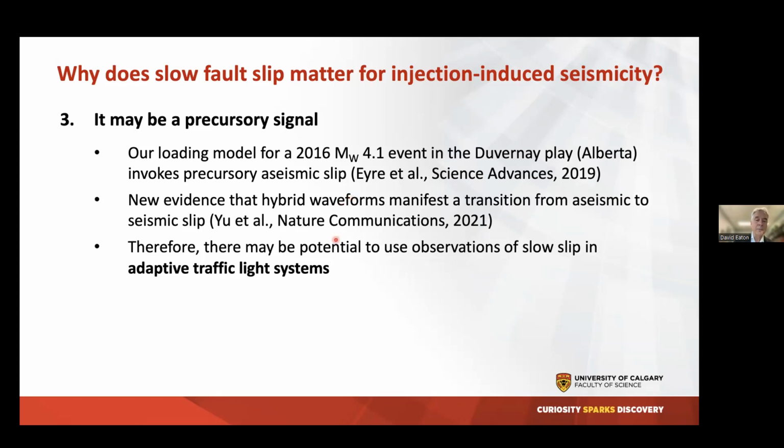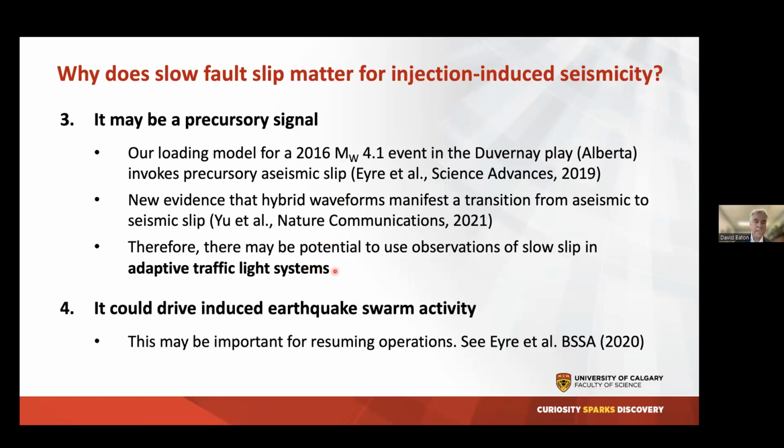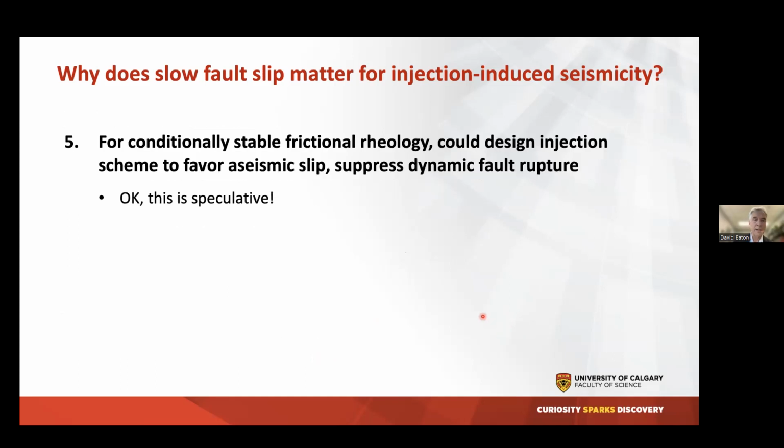So it's possible that if slow slip is in some cases a precursory signal, that might be something that could be incorporated into the recently emerging adaptive traffic light systems. In addition, slow slip processes could be a driving mechanism for earthquake swarm activity, which could be important for understanding when it's safe to resume operations. We published a paper in BSSA that covers that topic.